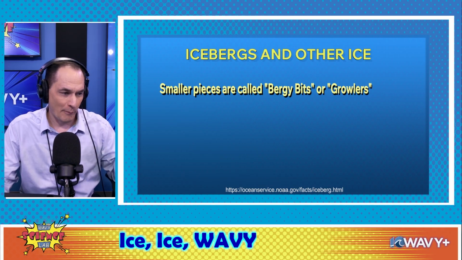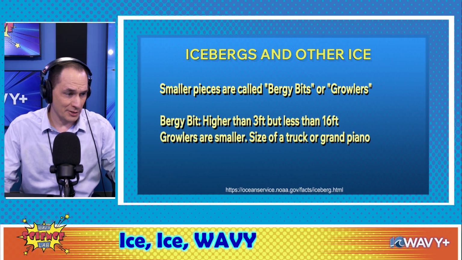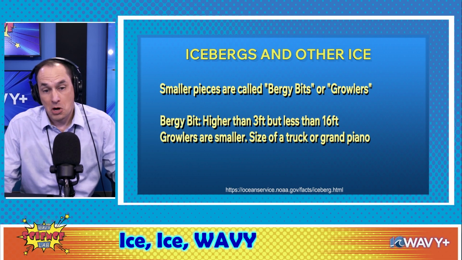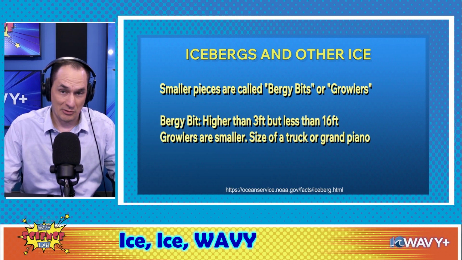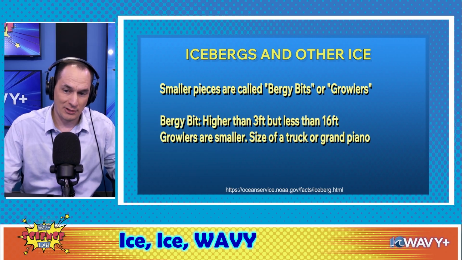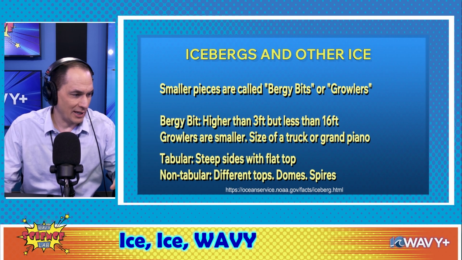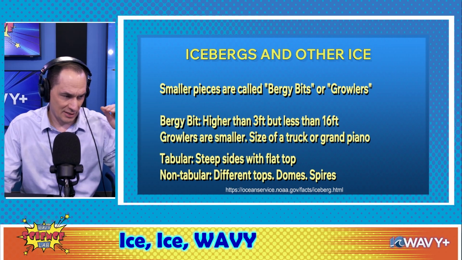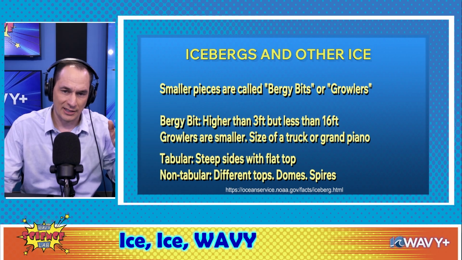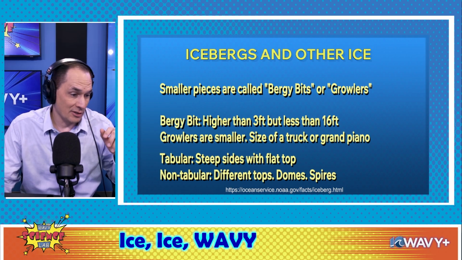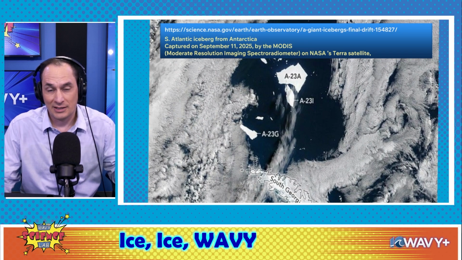Anyway, the smaller pieces are called bergy bits or growlers. And this is also from NOAA, Ocean Service. Bergy bits are higher than 3 feet but less than 16 feet. Okay, cool. Growlers are small, which compared to you and me are big, but about the size of a truck or a grand piano. So that's fairly big, but compared to the actual icebergs, they're much, much smaller. And then tabular means that they have steep sides with a flat top, while non-tabular have different tops: domes, spires, things like that. So there's some information that I never knew about icebergs.